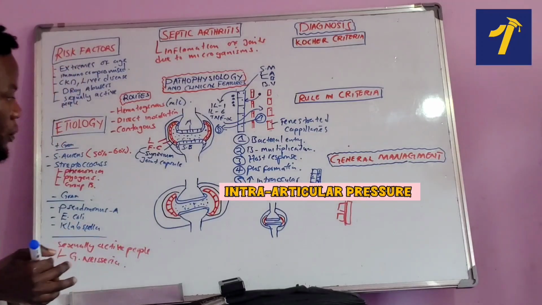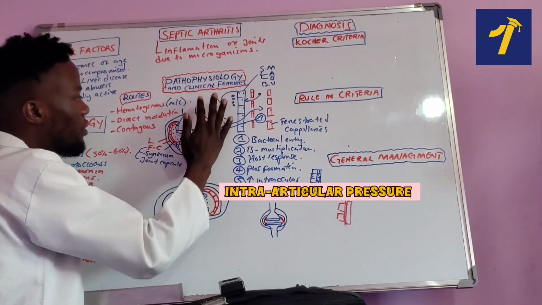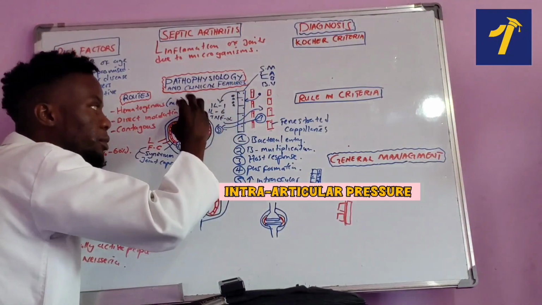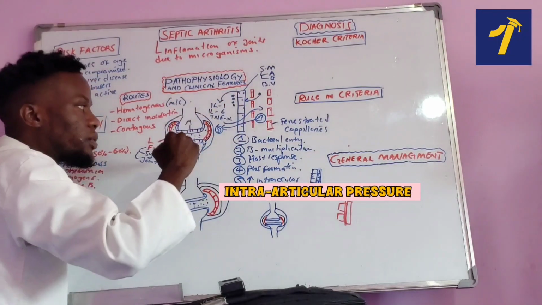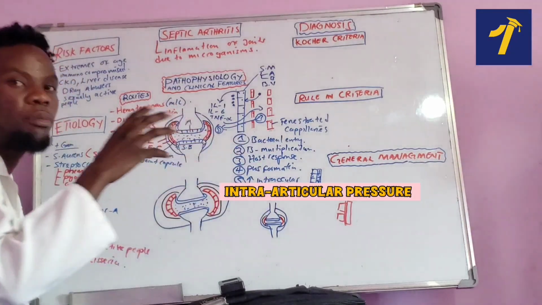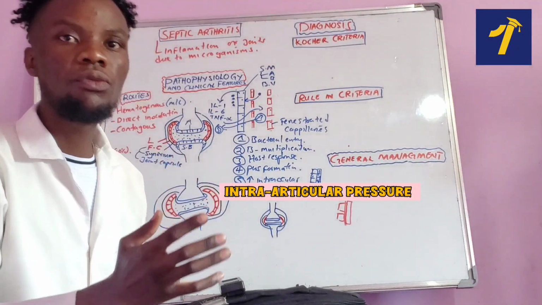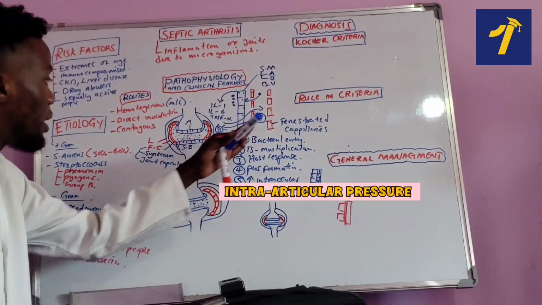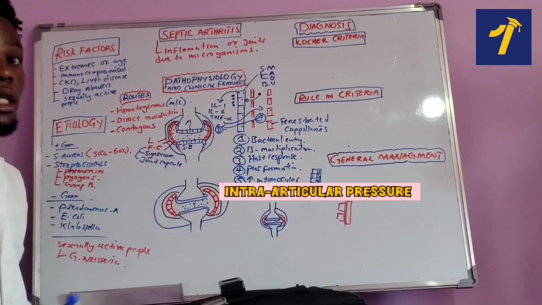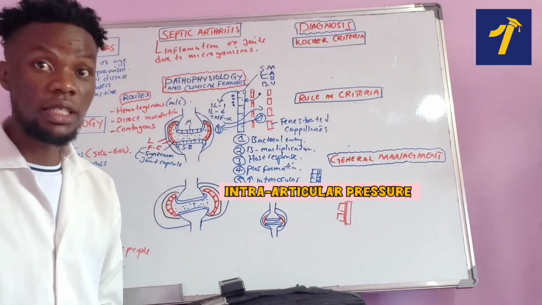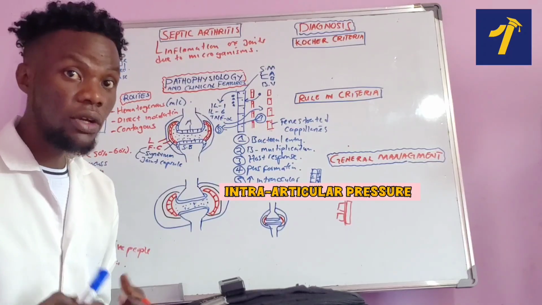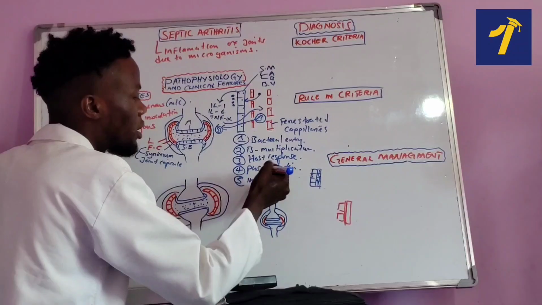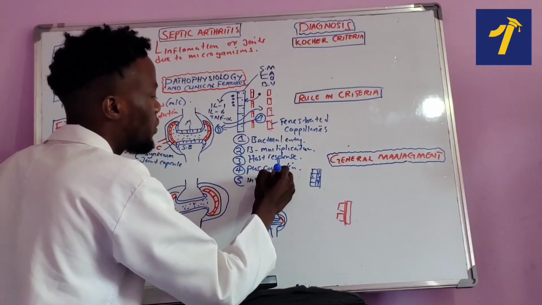So what we are saying is that since there is now massive inflammation because of these neutrophils that are here, now they'll start producing what? Interleukins, tumor necrosis factor alpha, prostaglandins. Then because of that, there will be accumulation of what? Fluid, because the fluid is coming from where now? It is coming from the plasma, then enters into the joint space here, so that now there will be accumulation of what? Synovial fluid. That accumulation of synovial fluid now will cause the increase in intra-articular pressure.